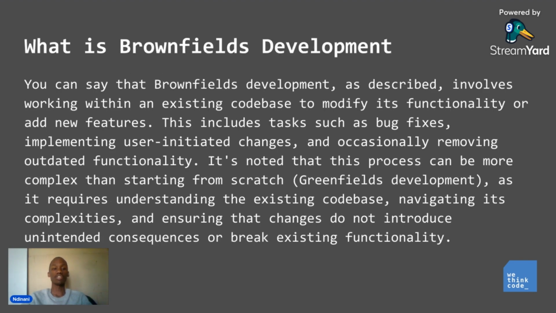Okay, what is brownfield development? Brownfield development involves taking existing code and modifying it, changing its functionality, and adding new features into it. If I could make an example, I could say bug fixing, implementing user interface changes, and removing or adding new features, new functions.